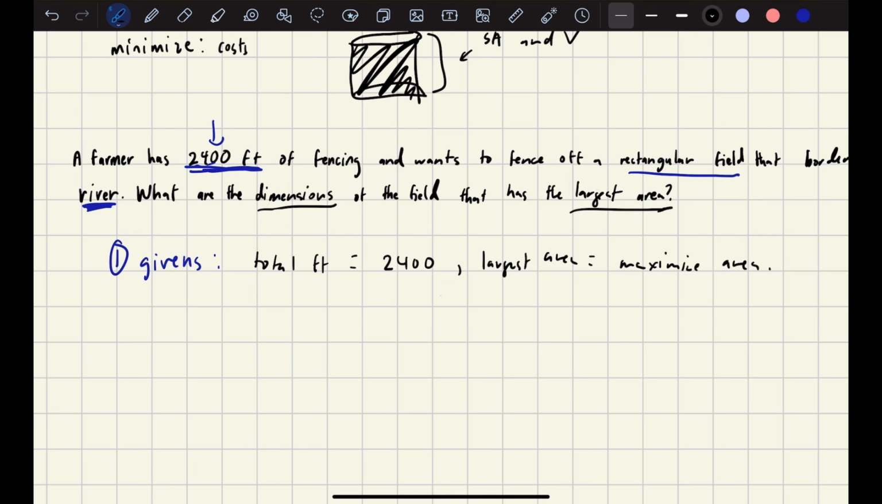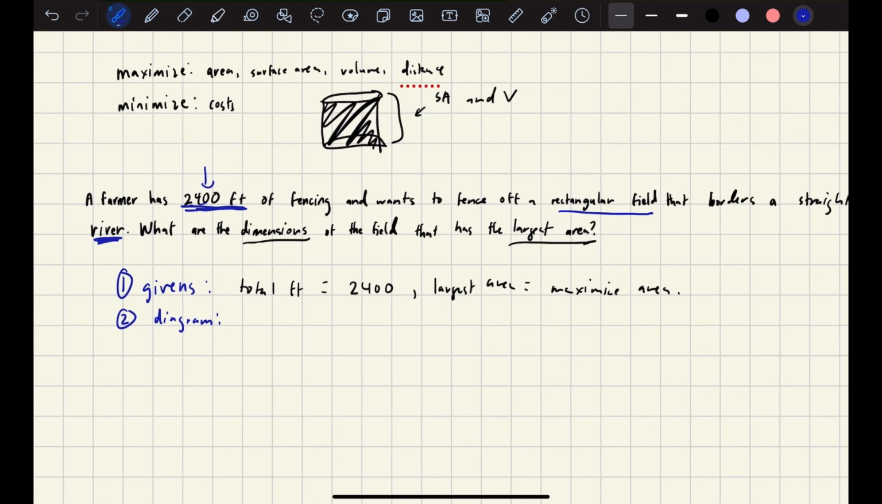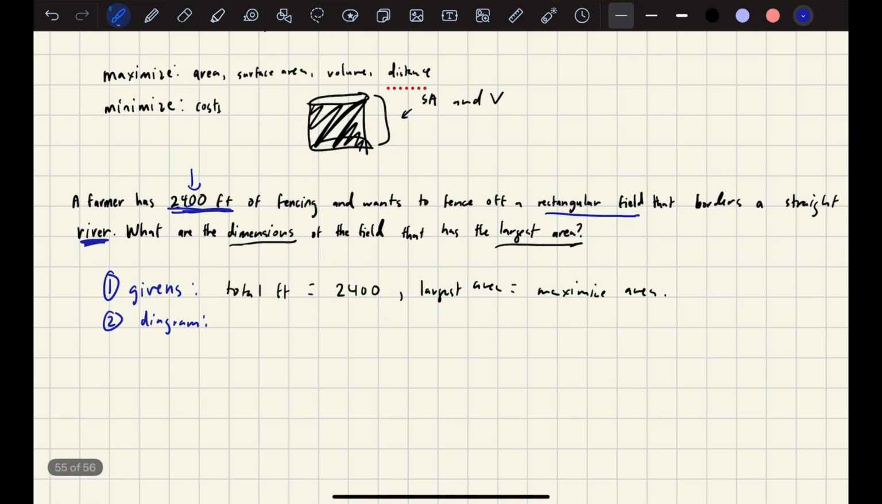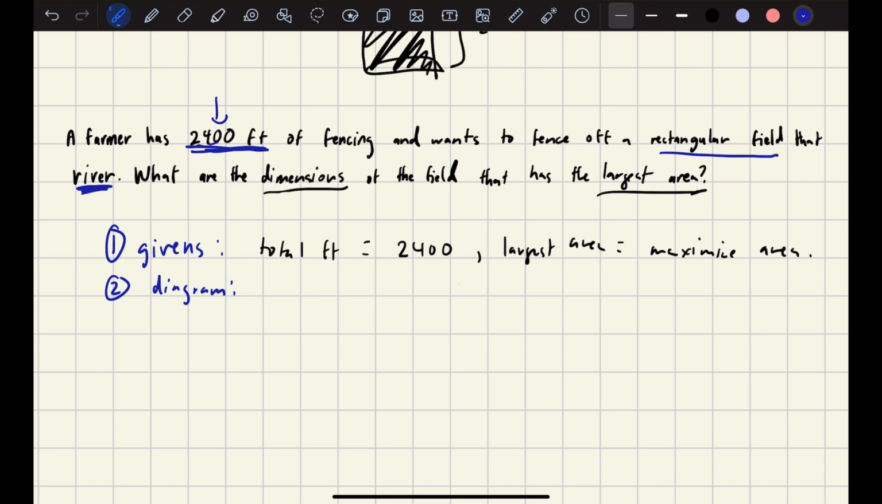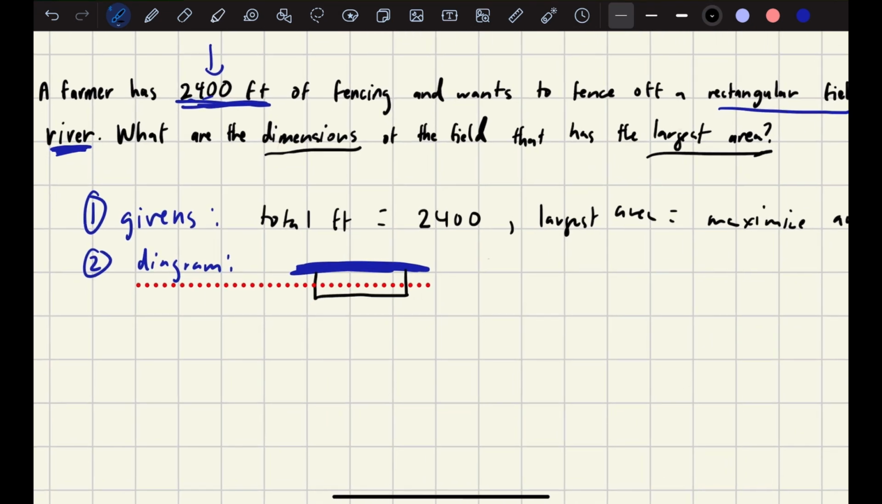From here, you want to draw out a diagram. You can skip this step if it's a simpler question, but with more complex questions, it's much easier if you try drawing stuff out so you can figure out, oh, I need to find the area here to figure out the volume over there. For this question, we know that there's a river, so let's say this blue is the river, and we have a rectangular field. These two sides are going to be the same, and then there's going to be that side.